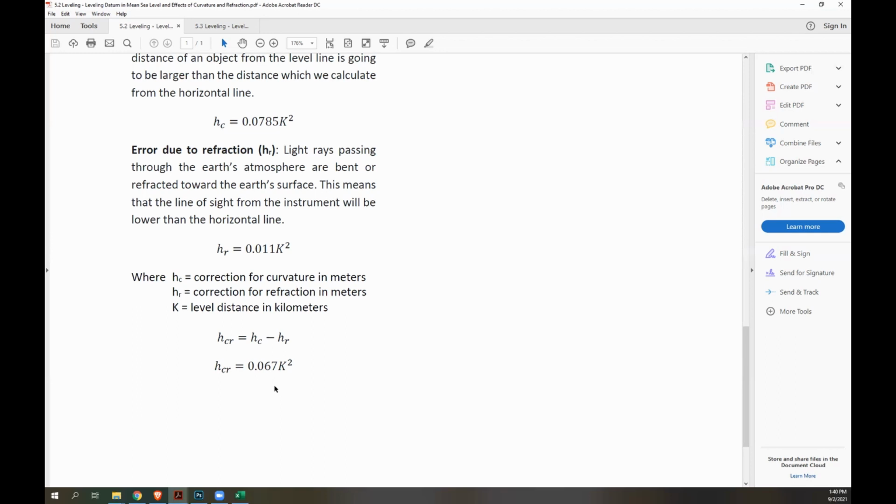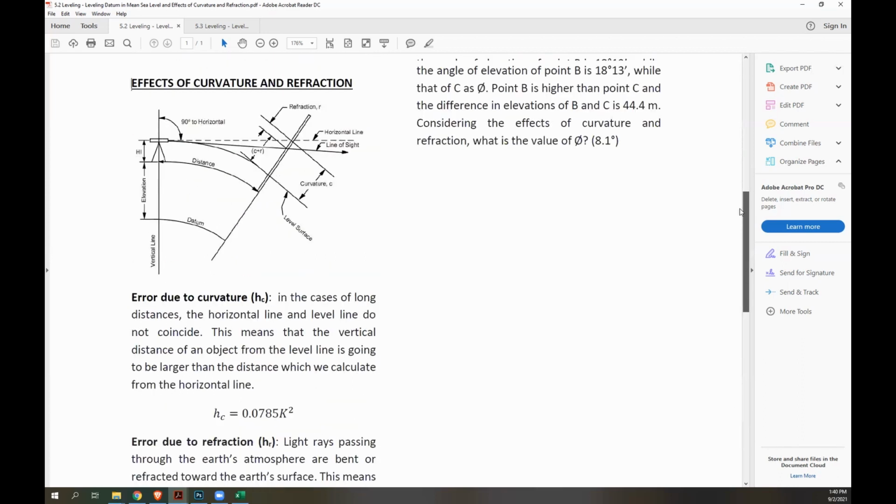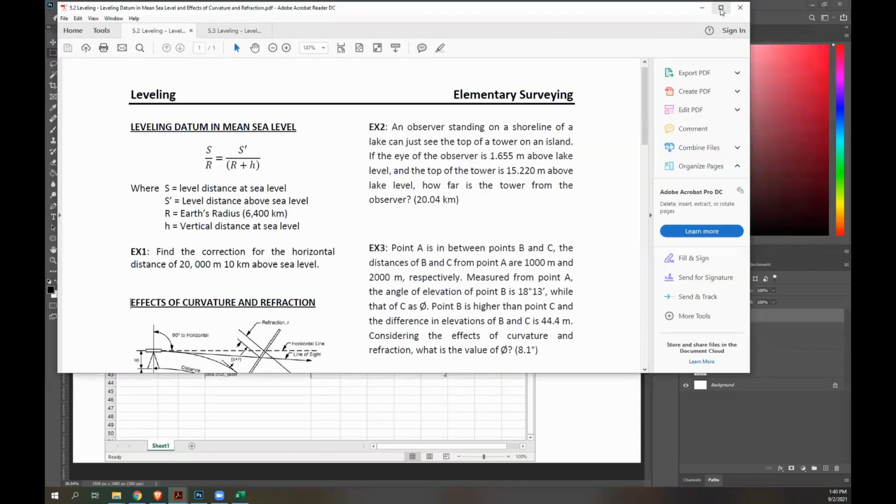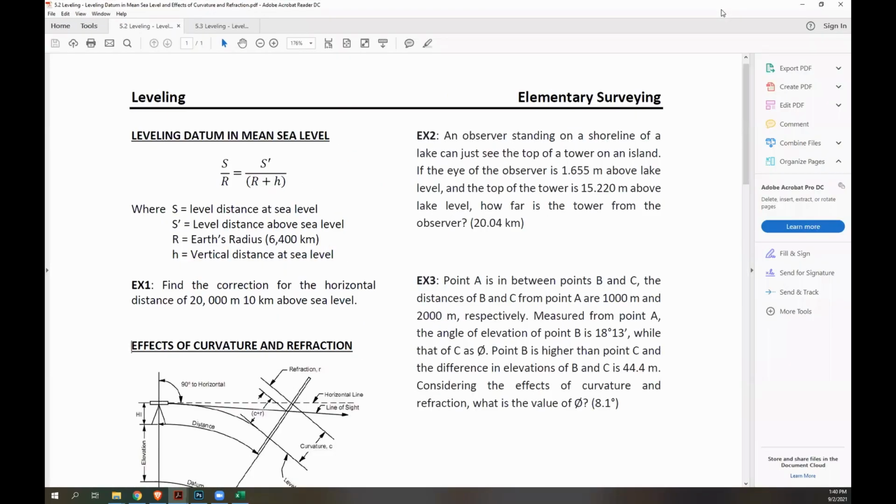Taking that into consideration, this is just our equation. Let's have a few examples. Example 2. An observer standing on a shoreline of a lake can just see the top of a tower on an island. If the eye of the observer is 1.655 meters above the lake level, and the top of the tower is 15.22 meters above lake level, how far is the tower from the observer?